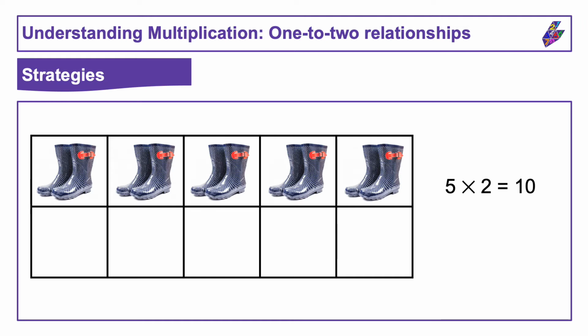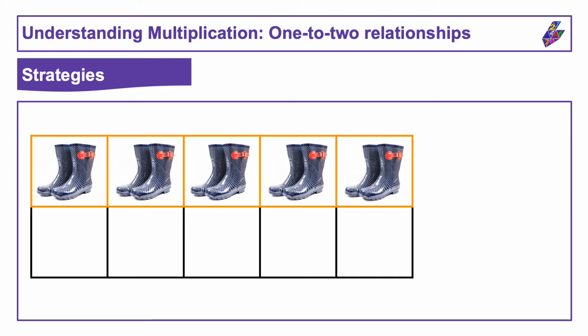How many boots would there be if there were 6 pairs of boots? Pause the video and work this out before continuing. As we've said before, there are many ways you might have worked this out, including skip counting, or maybe you just know the answer. One strategy you might have used is thinking about the idea that you know what 5 times 2 is. 5 times 2 equals 10.